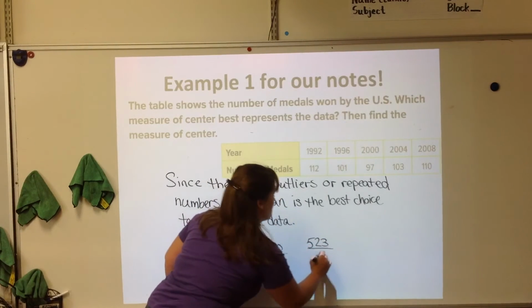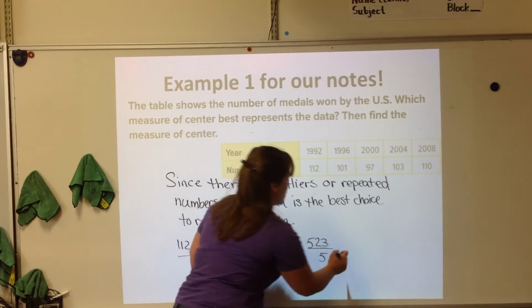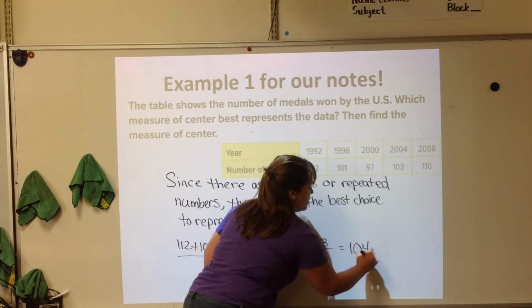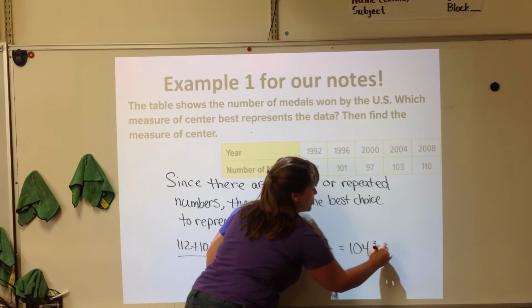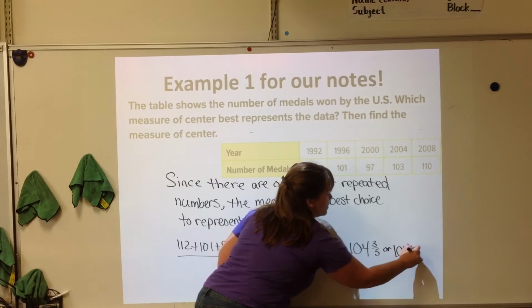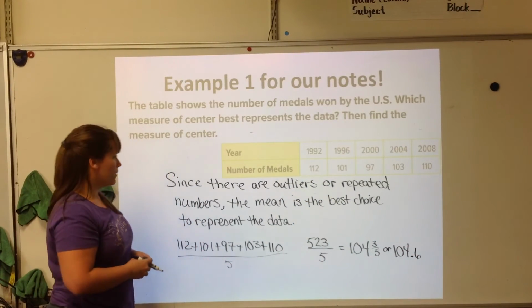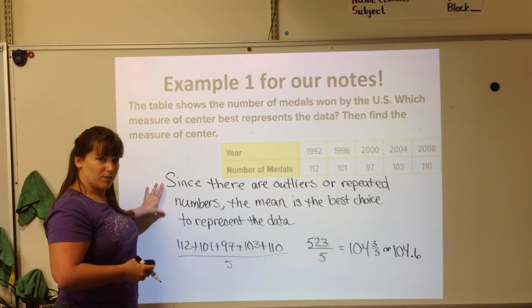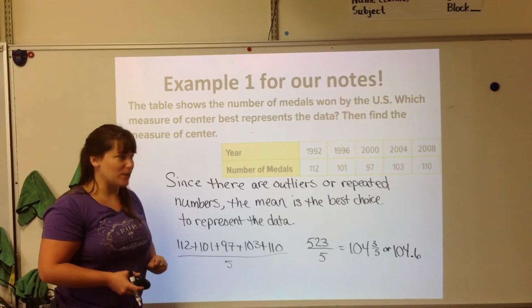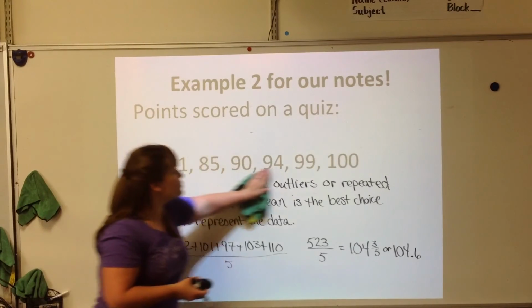If we divided that by 5, we would get a decimal or a mixed number. I'm going to keep it as 104 3/5, or if you're using a calculator, 104.6. And there we have the mean. So explanation, this is the justification, and then we found that measure of center. Example 1, done.